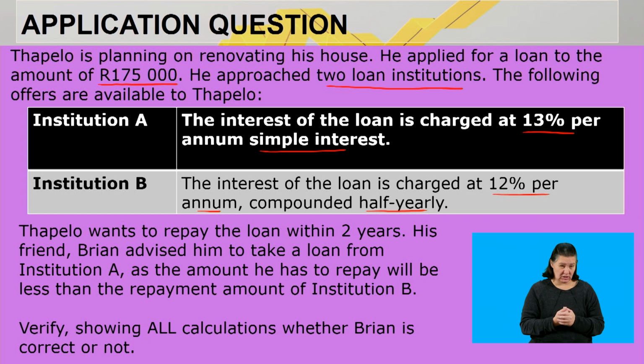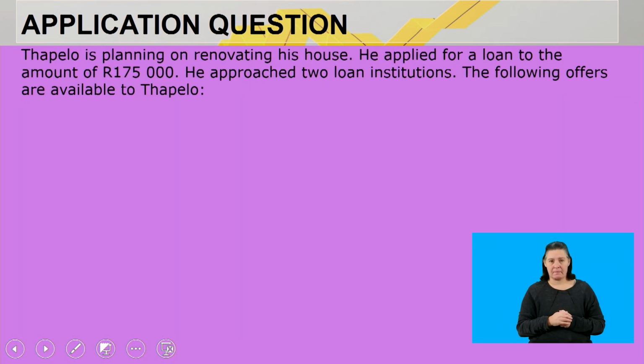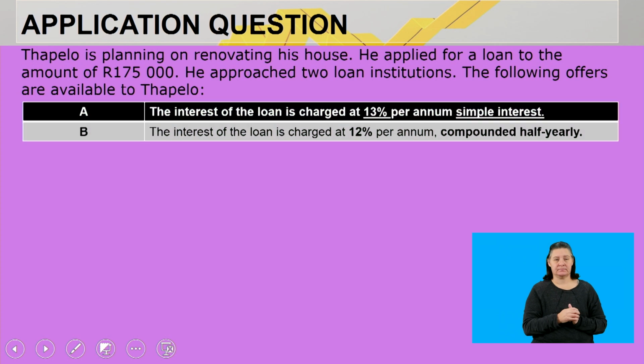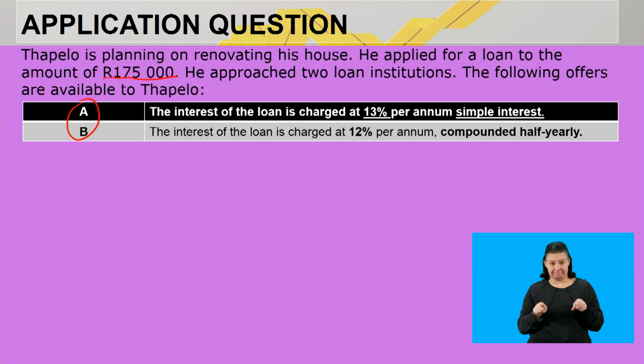So remember, there are 2 institutions, 2 offers available to Tapelo. Institution A is offering one thing, Institution B is offering something else, and we need to find which will be the best, right? So let's answer this question. I just indicated again the important information. Remember, the loan amount is 175,000, and these are the 2 options that are available to him.